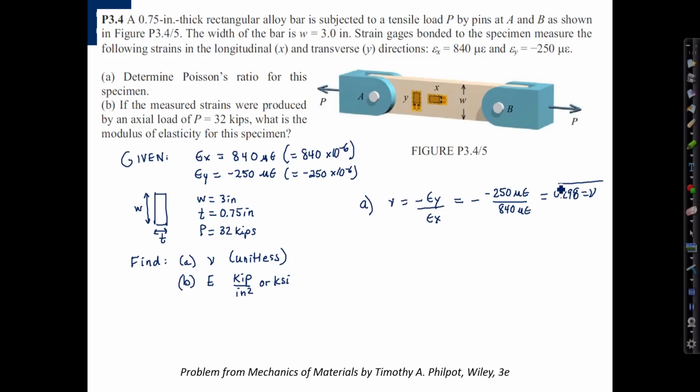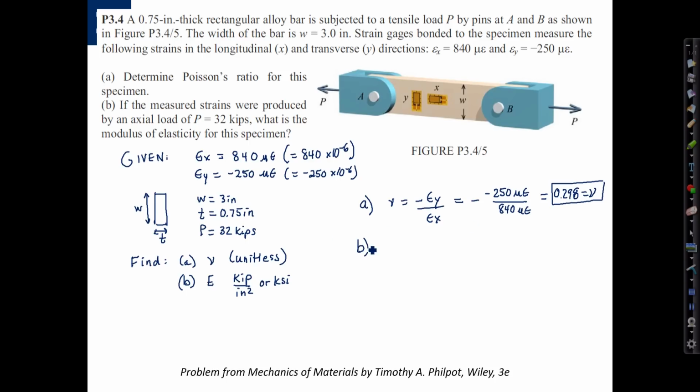As a simple check, Poisson's ratio tends to vary from 0 to 0.5, where typical materials have Poisson's ratio in the range of 0.2 to 0.3. So this is a very reasonable answer.